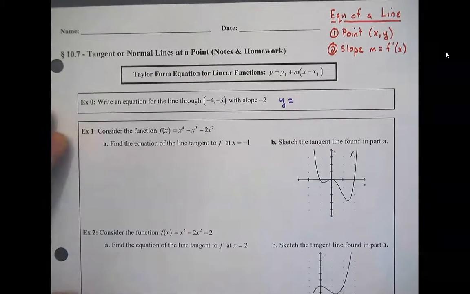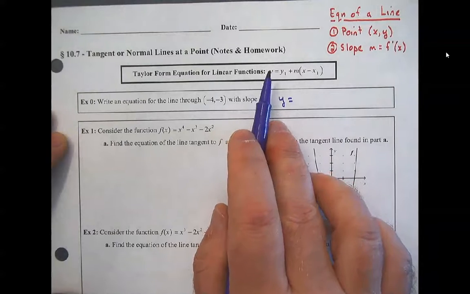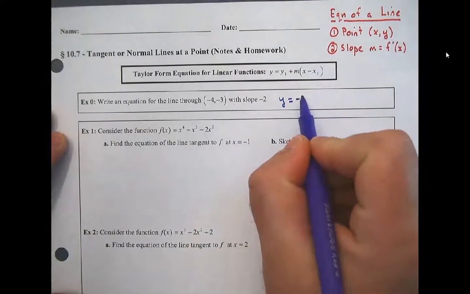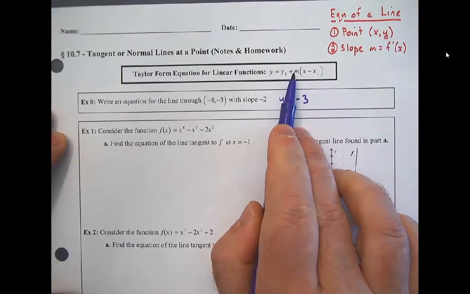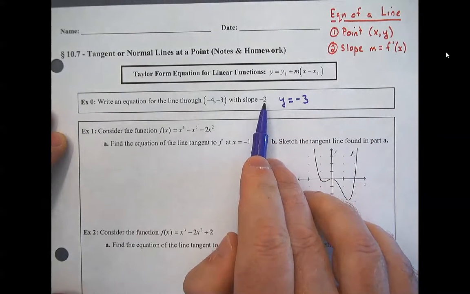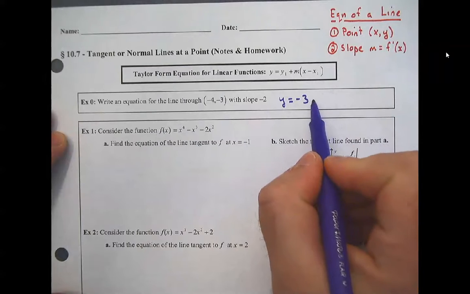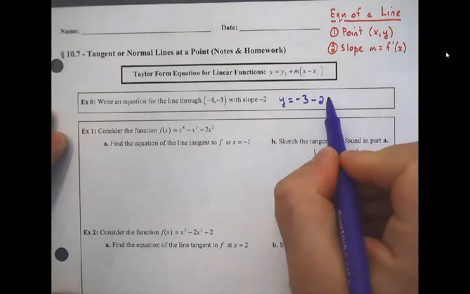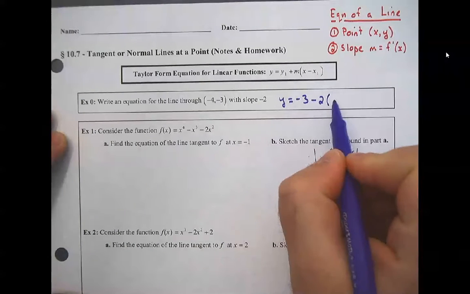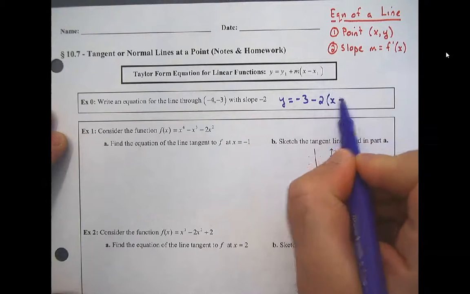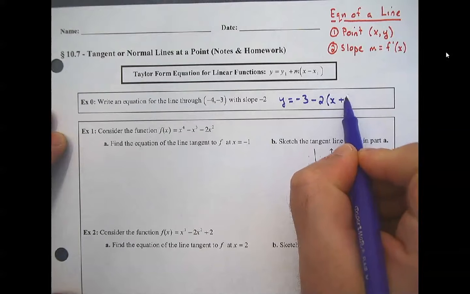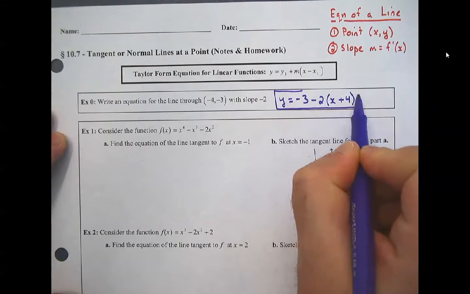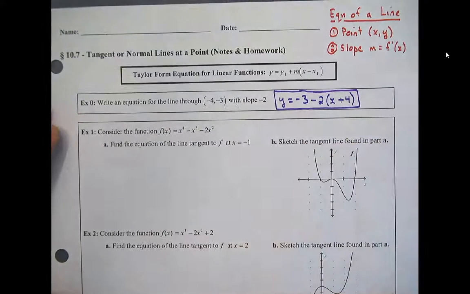All right, so my equation is Taylor form is y equals y1. So our y is -3. Plus the slope. Now, I always like to look ahead to see if my slope is positive or negative. In this case, it's negative, so I'm going to subtract 2. Maybe you wrote plus negative. That's fine. -2 times the quantity, x subtract x1. My x1 is -4, so that's going to turn it into a positive. There's our equation through that point with that slope. What do you think?